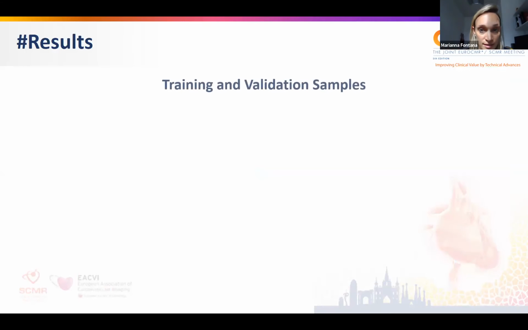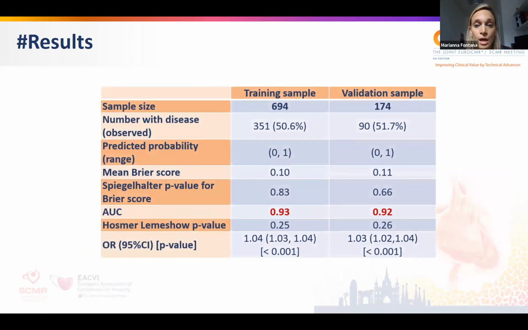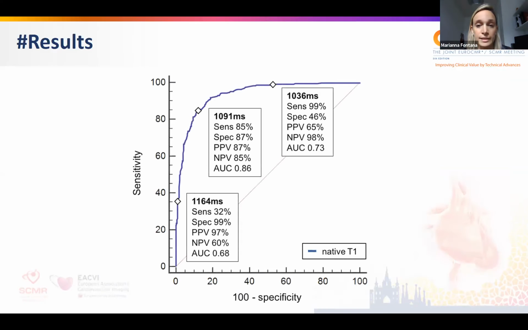So statistically wise, we use training and validation samples, but this is equivalent, for example, to the bootstrapping approach. So it's just a way to create a cutoff and then test the cutoff in a different population. And basically, training and validation cohorts were randomly selected, and they were comparable. And this is basically the diagnostic accuracy of native T1. So diagnostic accuracy was very high, with an area under the curve of around 0.86, with the optimal cutoff being 1,091.